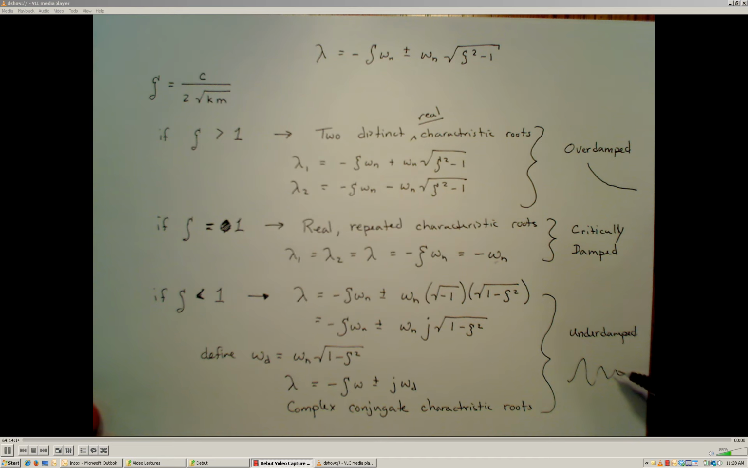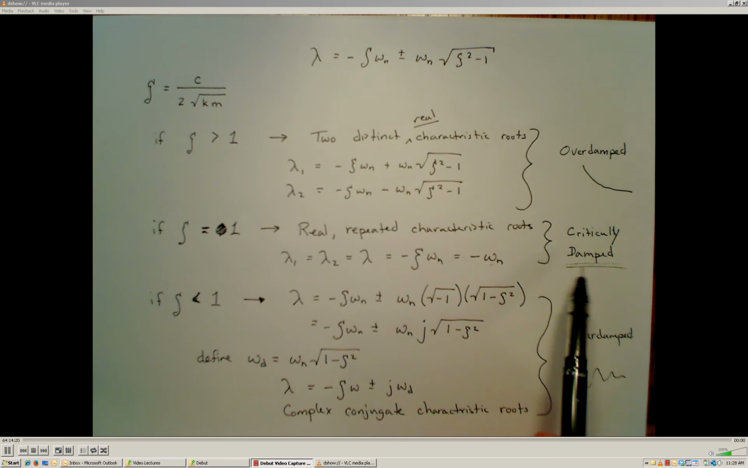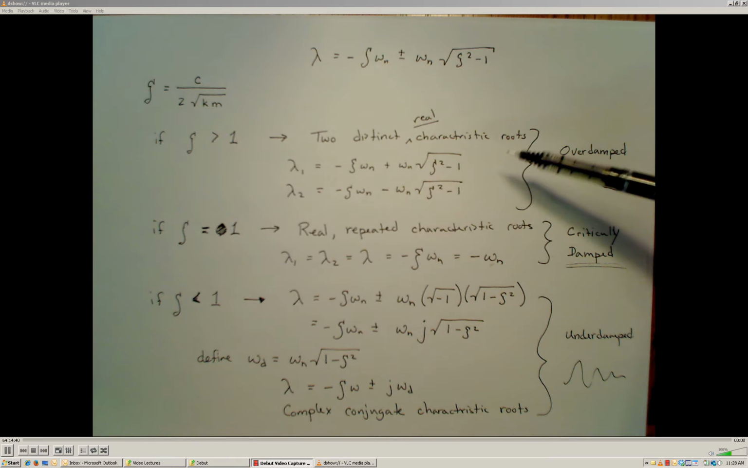This critically damped case is a theoretical condition. We can design systems that are close to critically damped, but the realities of the system are going to make them fall in either the slightly underdamped category or the slightly overdamped category. All right, so next we're going to look at the mathematical behavior and what happens when we solve these different conditions.